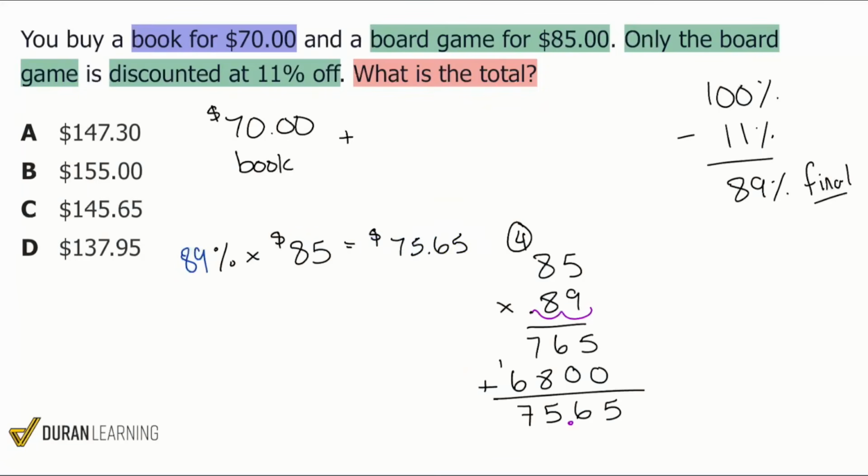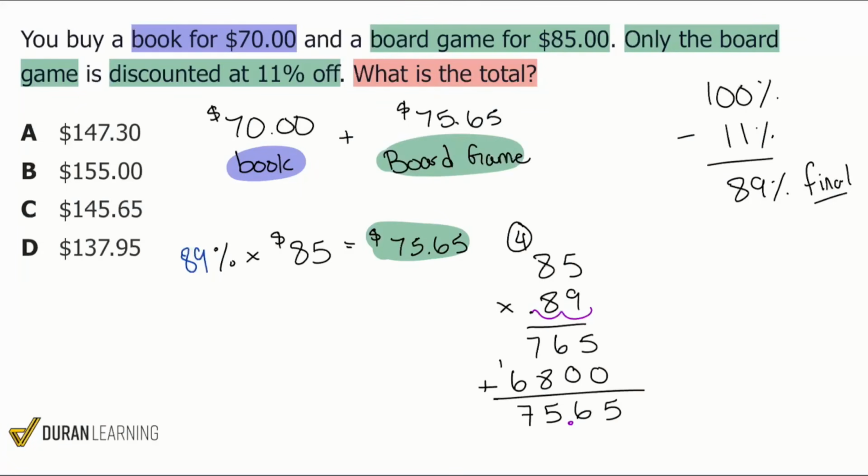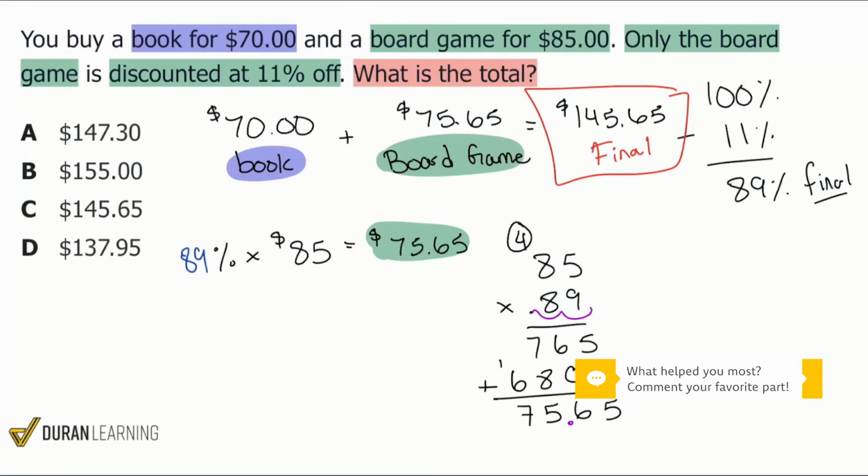So booyah, there we go. Let me actually highlight that in green. That right there is going to be the cost of the board game. This is the book. Right there. And so we'll bring that $70 or $75.65. I'm just making sure I write all of this down to make sure it's very clear. And so to get that final amount, you add those together and we get $145.65. That is your final after you incorporate that discount into only the board game, and that'll give us answer choice C.